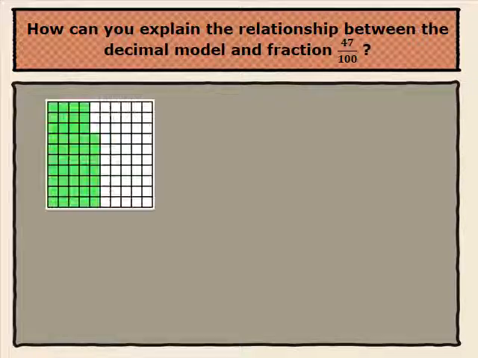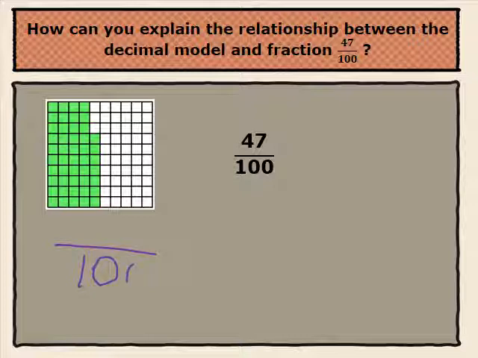How can you explain the relationship between the decimal model and the fraction 47/100ths? Our decimal model is this right here. To figure out what that is, we must count the shaded portions. We know that this decimal model means that there are 100 total pieces in our whole. We also know that each row is 10 pieces.